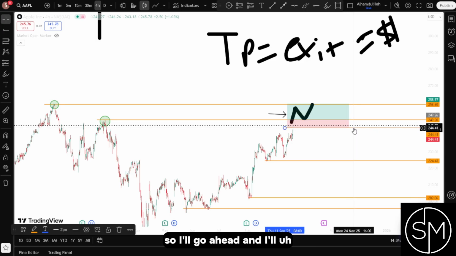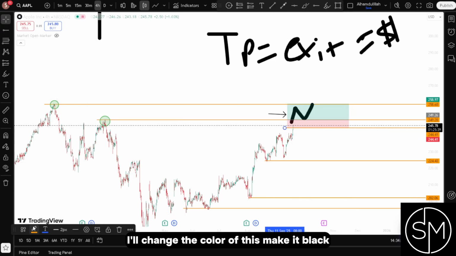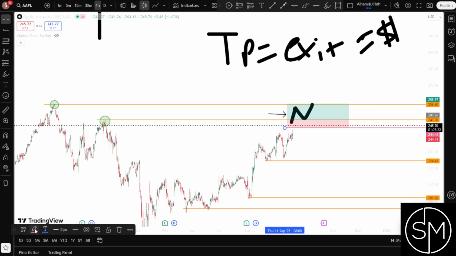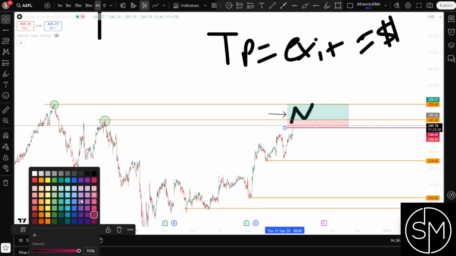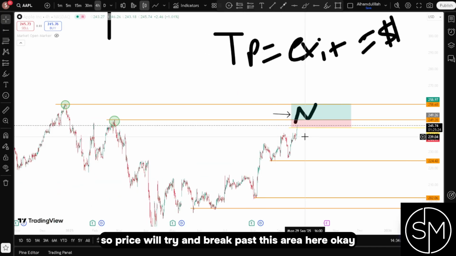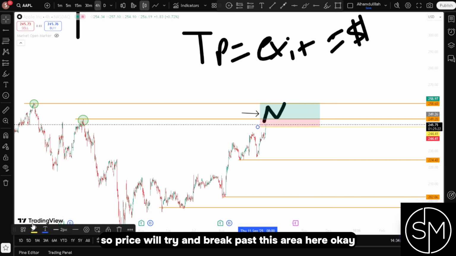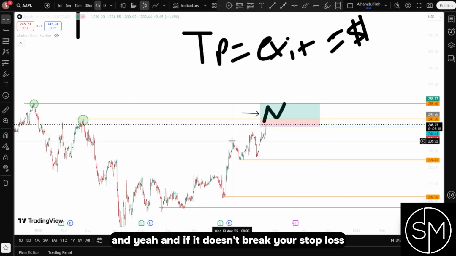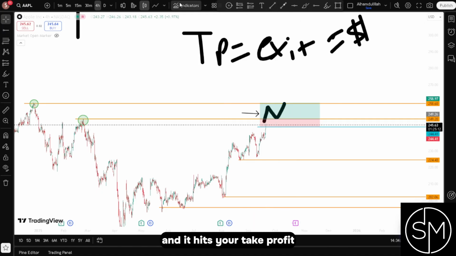Okay, so I'll go ahead and change the color of this, make it black. We'll go magenta. Now we'll go yellow. All right, but yeah, so price will try and break past this area here. And if it doesn't break your stop loss and it hits your take profit, you're good.